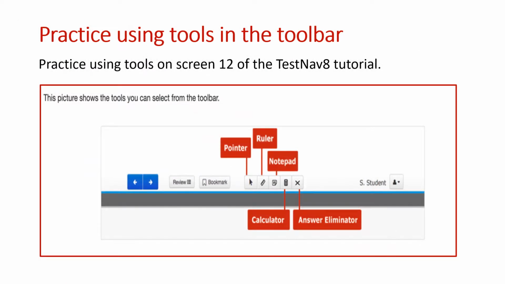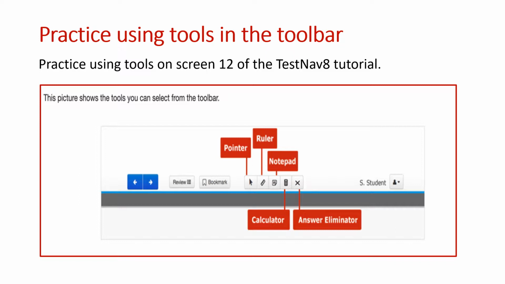On screen 12 of the TestNav 8 tutorial, you can practice using all the tools in the toolbar. Some tools only appear on questions where you are allowed to use them, like the ruler in the calculator. The notepad is only for the ELA test. You will see more detail about these tools later. Not every question has every tool.